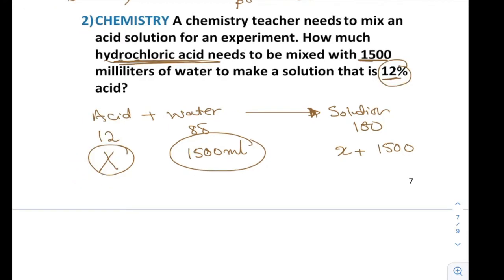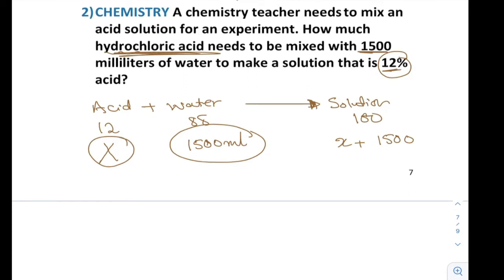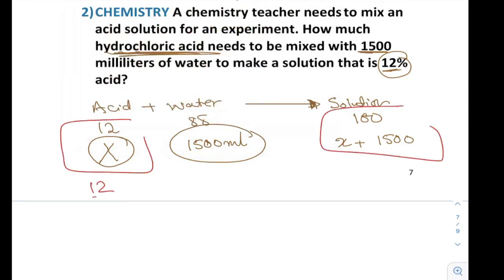Now go back to how much acid is needed. We can use the proportion that helps us, and that sounds easy for us. For this question, you might use any of these ratios. You might use this with that. Means you can write 12 over x is equal to 100 over x plus 1,500. You can use it, but we prefer to use the easier one.